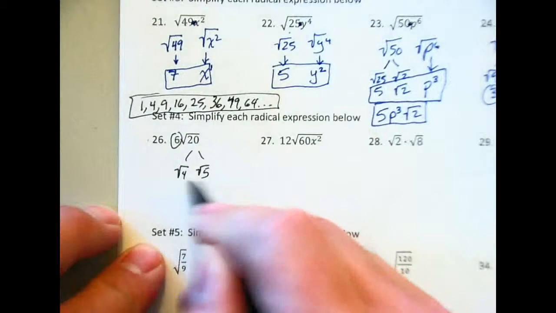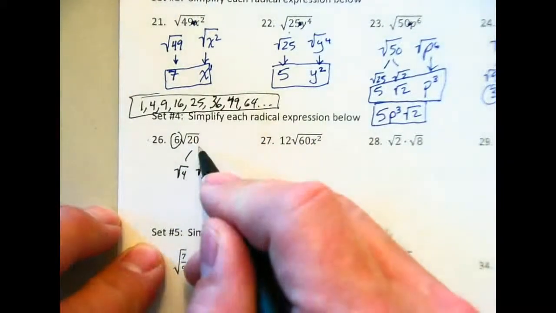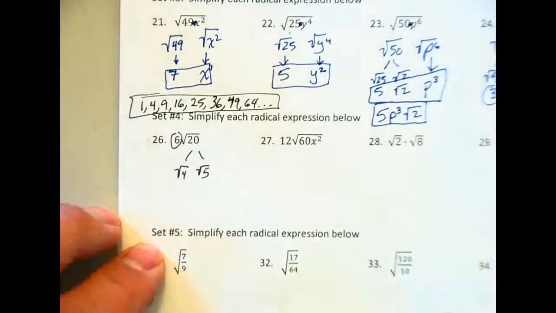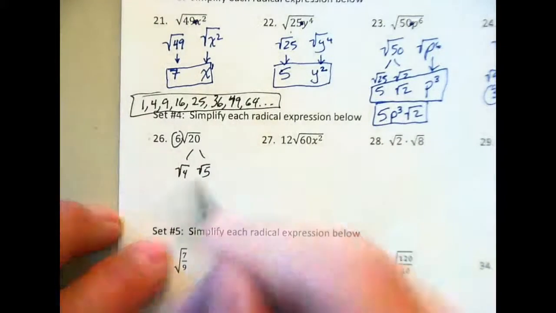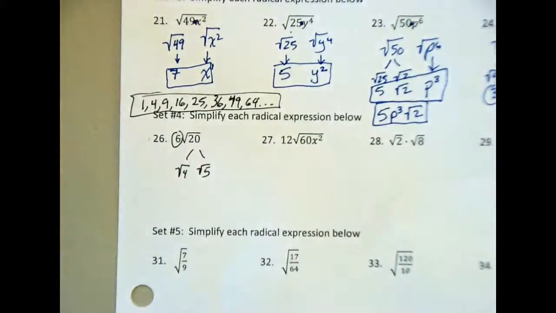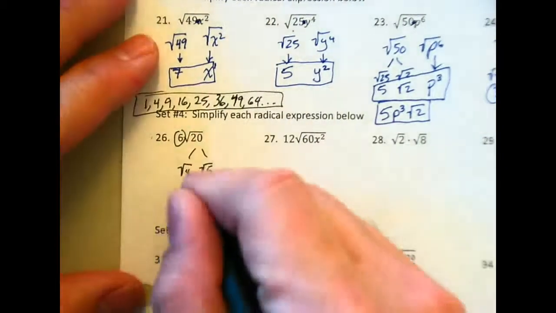Remember, we use root 4 and root 5. Why don't we use root 10 and root 2? Tell your neighbor why you wouldn't use 10 and 2. Okay, Jacob, what do you think? You need to have at least one perfect square. Okay, so the 4 is our perfect square.